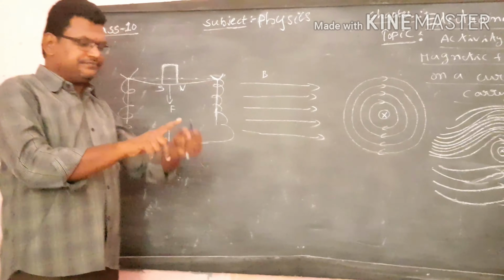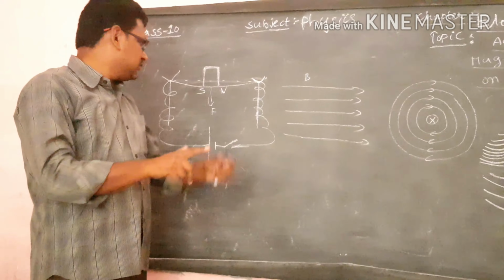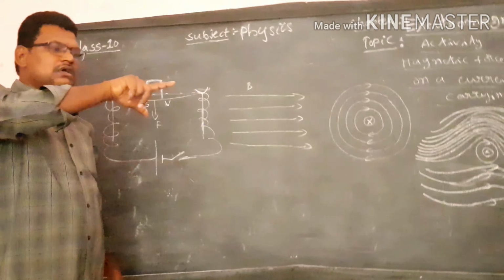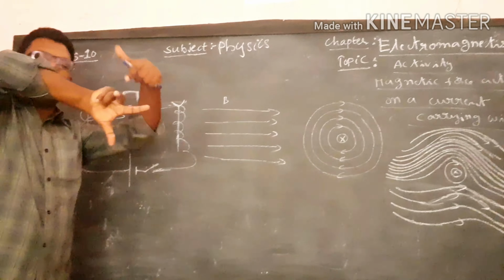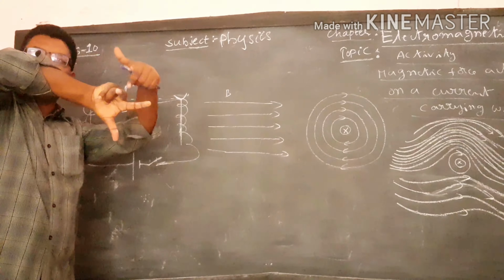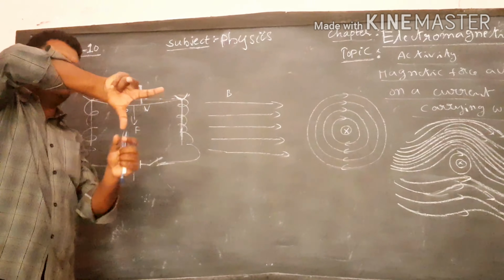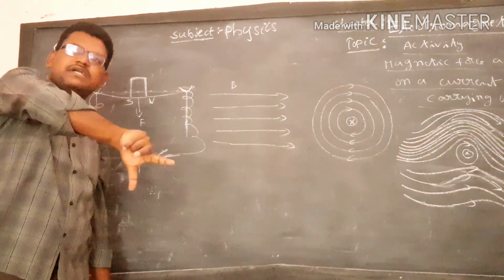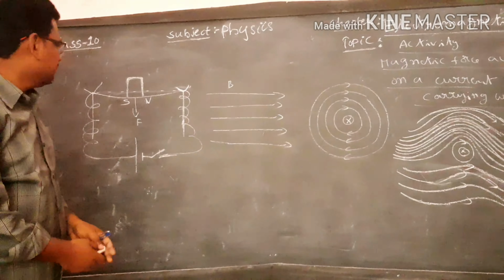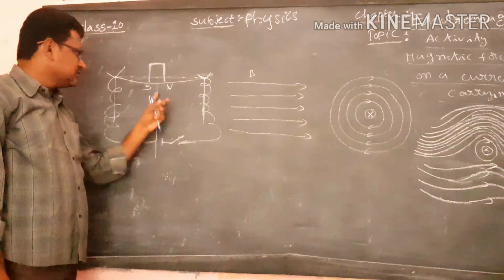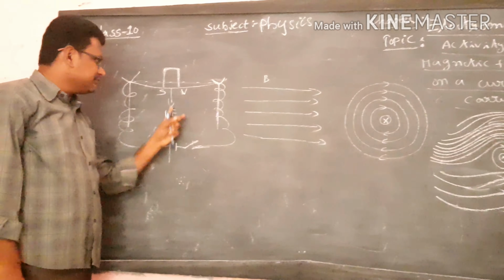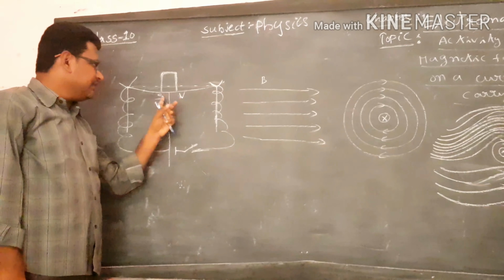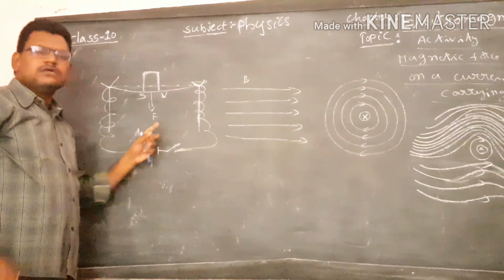Now see here, let's take the forefinger in the direction of the current and the middle finger in the direction of the magnetic field, and automatically the thumb represents the direction of the magnetic force acting on the current carrying wire. So here the magnetic force acts in the downward direction, that's why it bent in the downward direction.